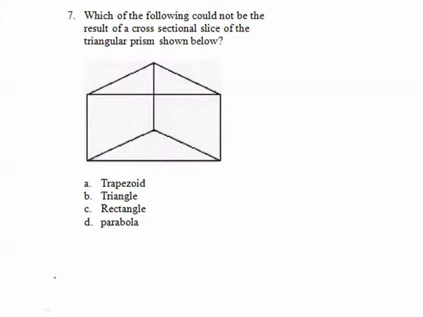Number 7, which of the following could not be the result of a cross-sectional slice? That is a parabola. You cannot make a cross-sectional slice of a parabola.